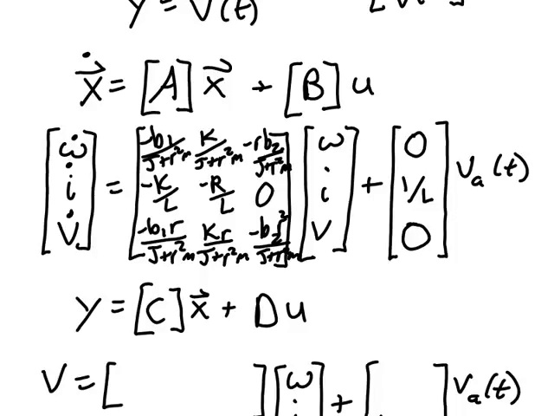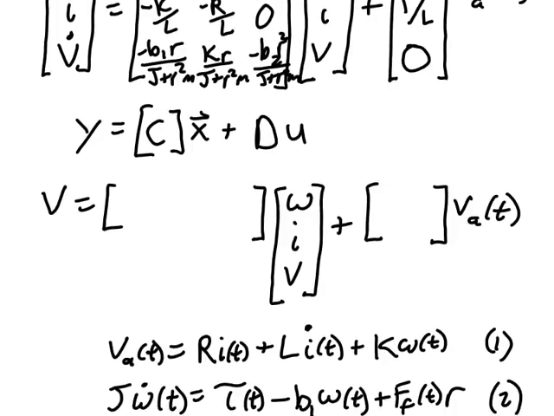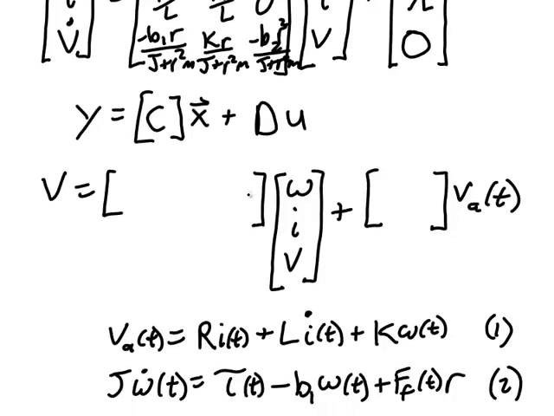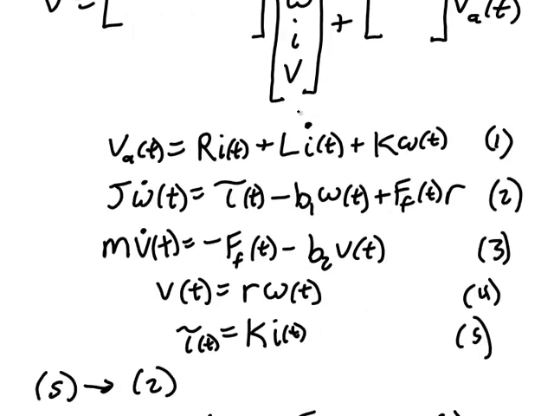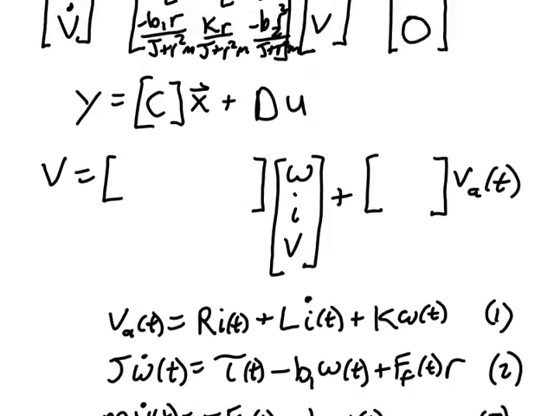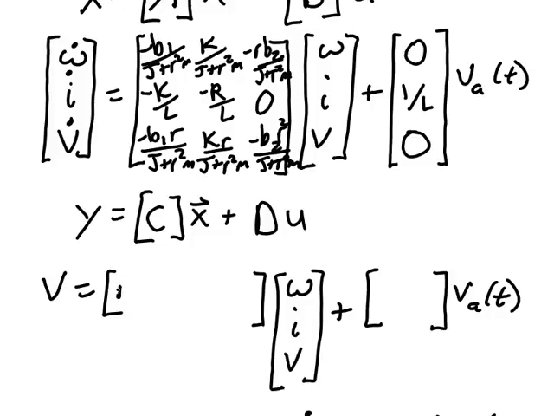So now the last thing I have to do is get the coefficients for my output. I need an equation that is solved for v. Now that's actually pretty easy to do from the equations that I have. I have this equation 4 that says that v is equal to r omega. So all I need to do in this equation is get me an r there, and 0 in front of the others, and 0 in front of VA.